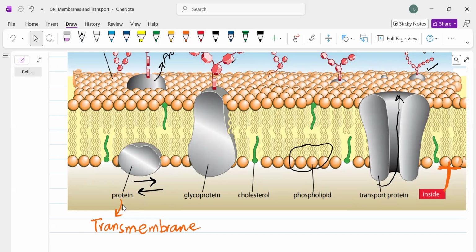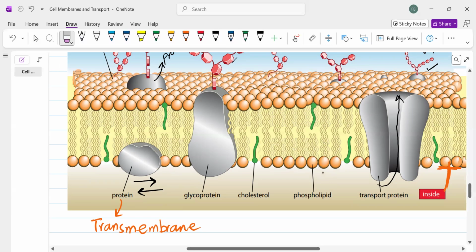Only some components can move, like proteins. The cholesterol can't always move. Sometimes, if it is not directly attached, it can move over here, over here or here, laterally. But if you see over here, it has a tight packing, and it cannot move from here. So it depends on the situation.